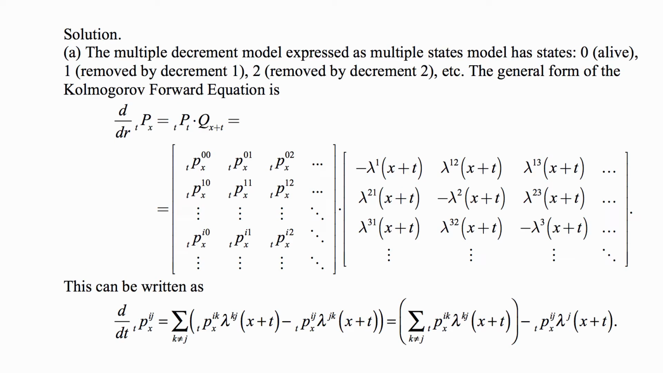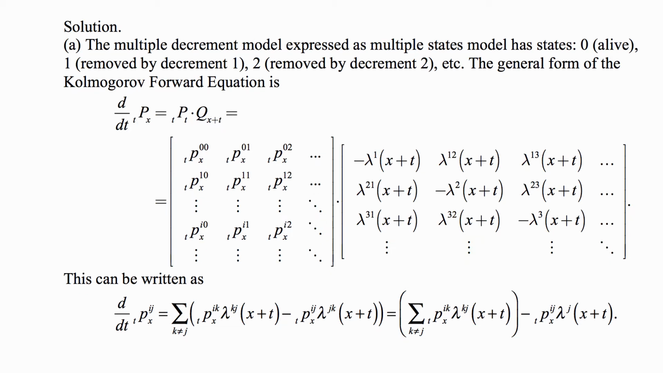The multiple decrement model expressed as a multiple states model has states 0, alive, 1 removed by decrement 1, 2 removed by decrement 2, etc. The general form of the Kolmogorov forward equation is that the derivative... And here's the solution.